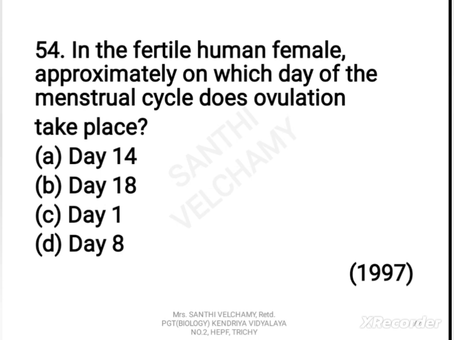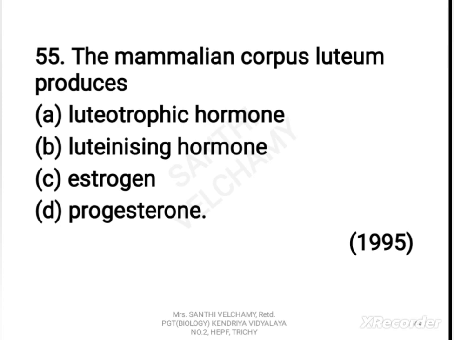Now next one. In the fertile human female, approximately on which day of the menstrual cycle does ovulation take place? A. Day 14. B. Day 18. C. Day 1. D. Day 8. The correct answer is A. Day 14. Now next question. The mammalian corpus luteum produces A. Luteotrophic hormone. B. Luteinizing hormone. C. Estrogen. D. Progesterone. The correct answer is D. Progesterone.